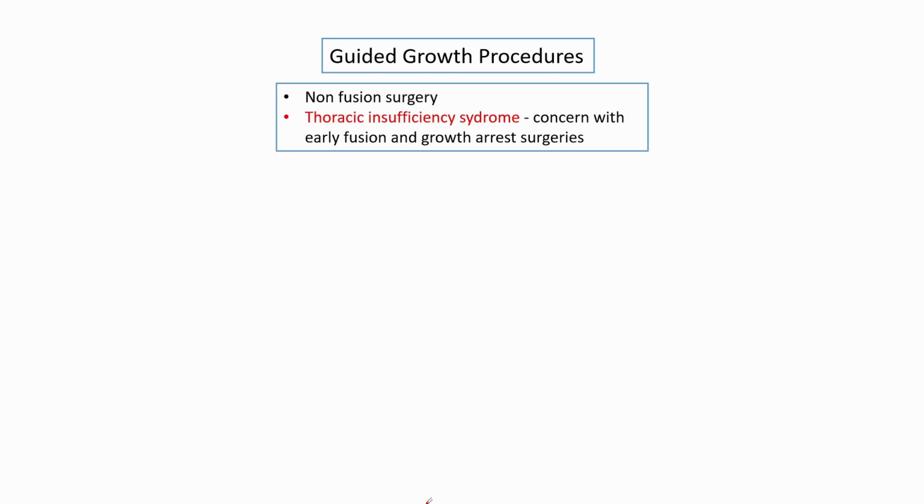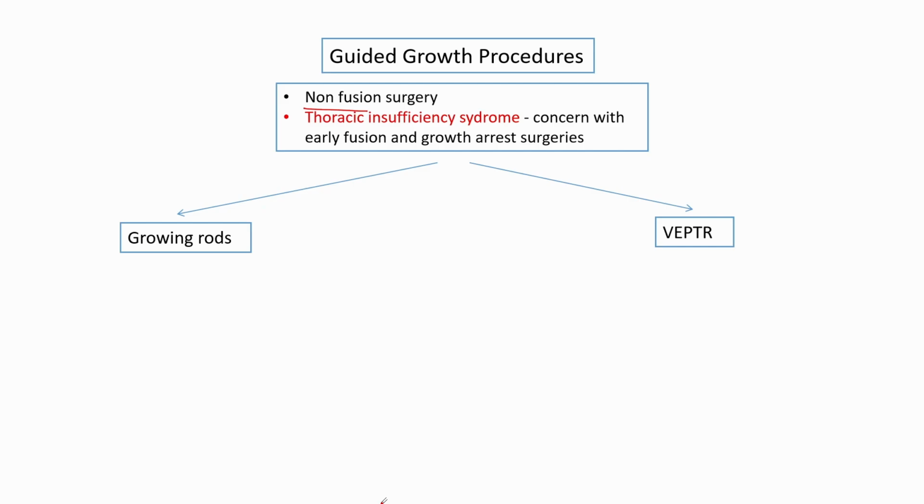Coming to guided growth procedures. These are non-fusion surgeries. There is a concern with early fusion surgeries that they may lead to thoracic insufficiency syndrome due to inadequate development of the lung function. The most common surgeries are growing rods and Vector.